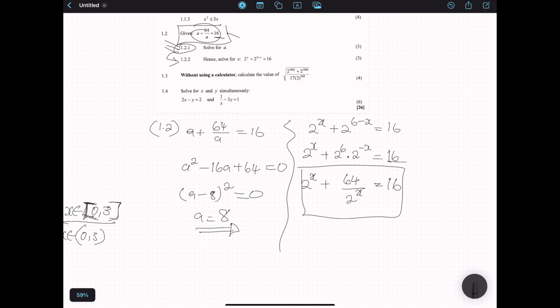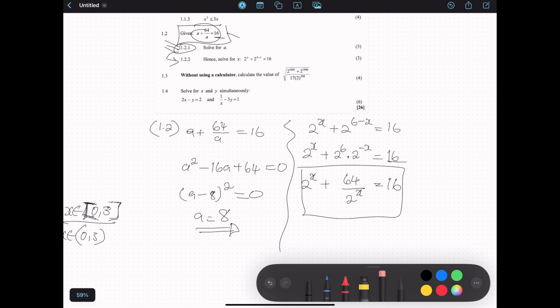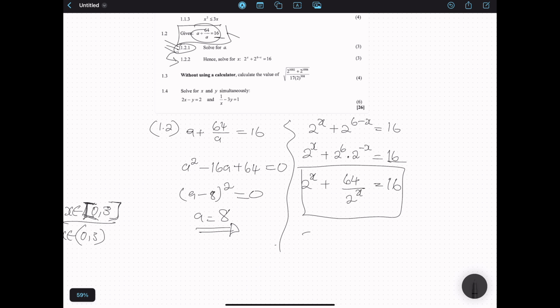So remember that our a was 8, so it means we're going to say 2 to the exponent x is equal to 8. This is because if you put a here, you're going to have the same equation as this. That's why we say 2 to the exponent x is equal to 8, because that's what we found here. Hence we do that.